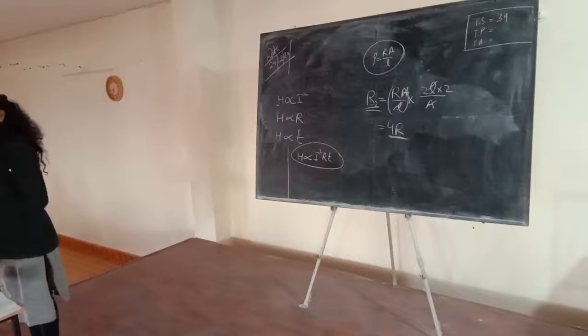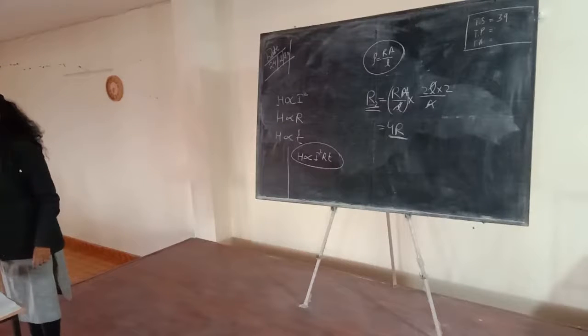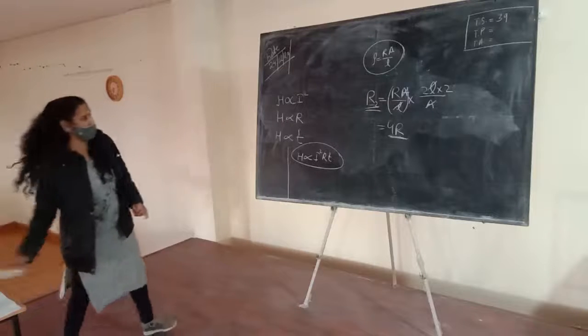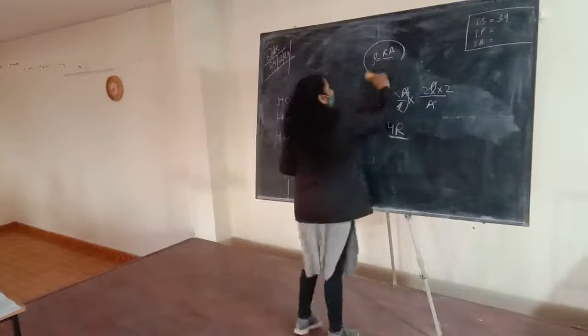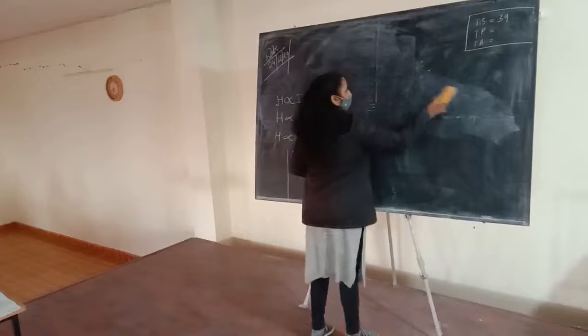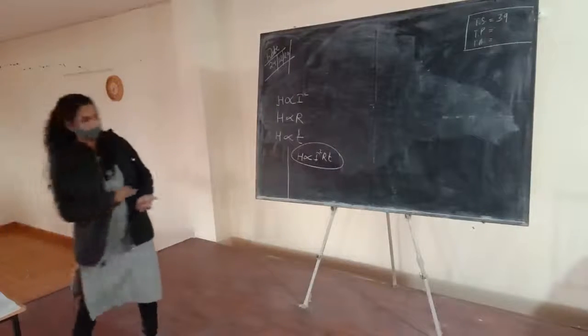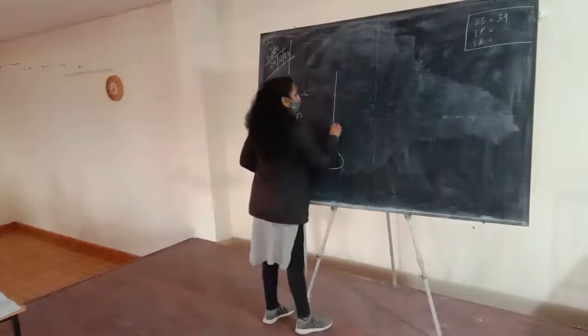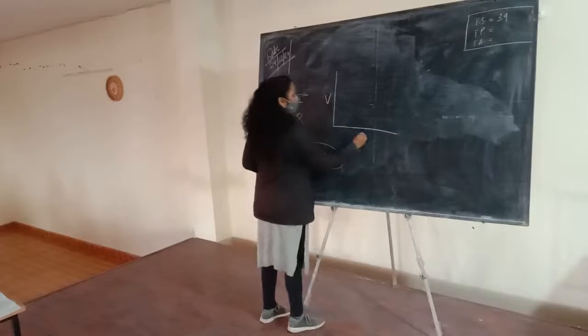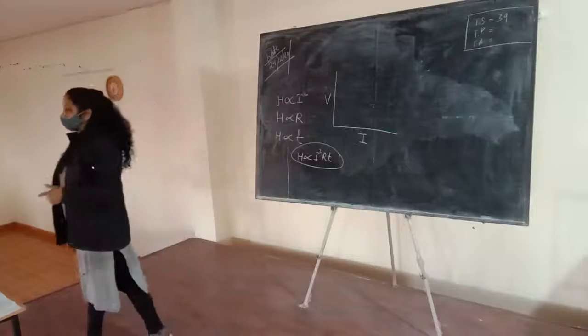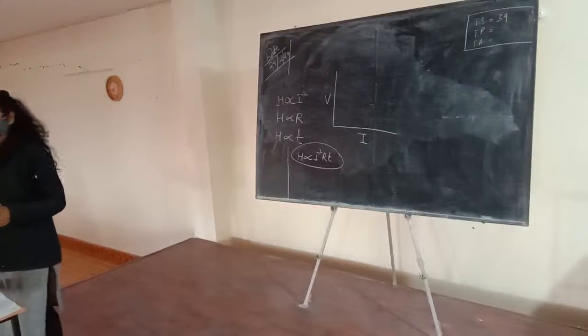Graph? Which one? Okay. There is a simple graph for V and I. So in Ohm's law, we draw the graph by changing the potential difference. So we can say by changing the current through the wire.